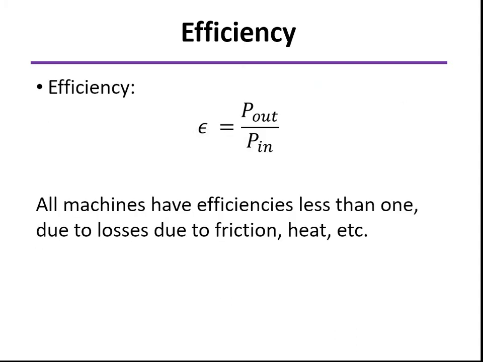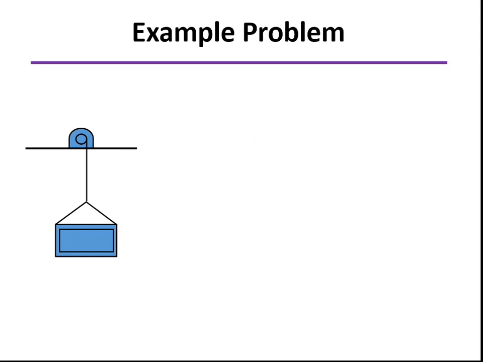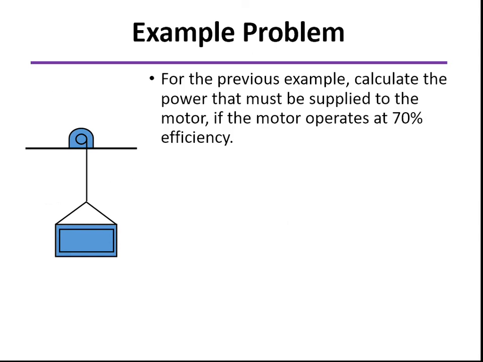And it's important to note that all machines will have efficiencies less than 1, because there's always energy loss due to friction, heat, etc. So back to the example problem that we just worked. We'll say now that the motor is operating at 70% efficiency. And in your electrical courses you might learn a little bit about motors and efficiency, and the efficiency is not a constant. It depends on what load the motor is operating at, but we'll say in this case again 70% efficiency. So we already calculated the output power of the motor as being 3.92 kilowatts.